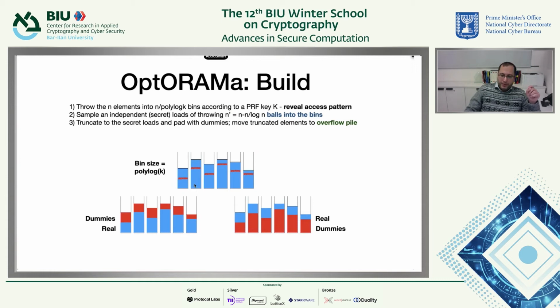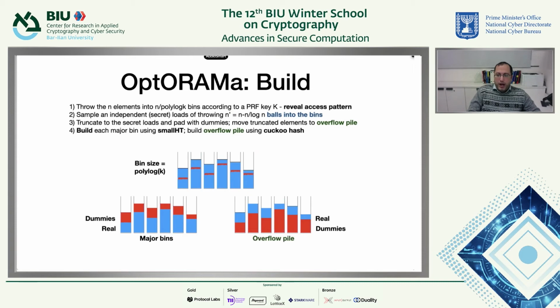I'm going to take a bin. I'm going to scan the bin and write in two other bins at the same time. Until the threshold, I'm going to write on this one a real, on this one a dummy. After the threshold, I'm going to write a dummy over here and the real element over there. Okay, everything is secret. I still didn't reveal the secret load.